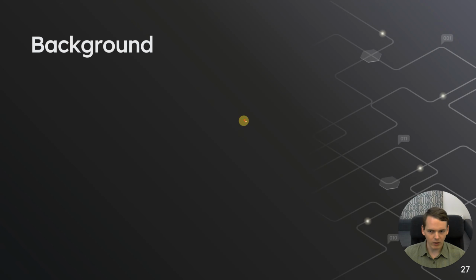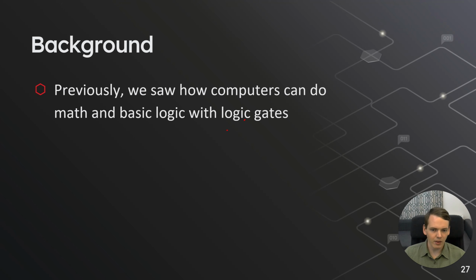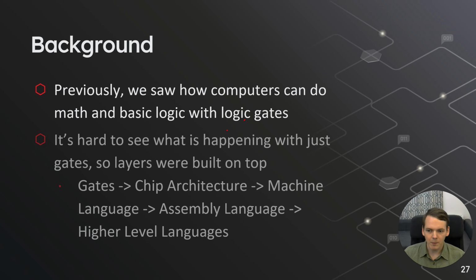As some background, what we've seen is that computers can do math and basic logic with logic gates. You've seen how we can do addition, and how we can look at two binary numbers and say whether they're the same or different. But it's hard to see what's happening there. It took us a long time, or maybe you still haven't quite figured it out, looking at that adder to see how it adds two numbers together.